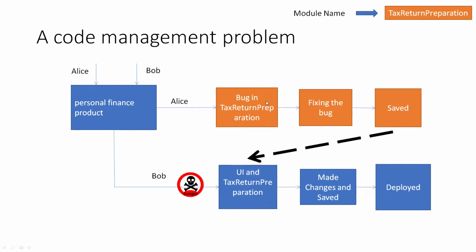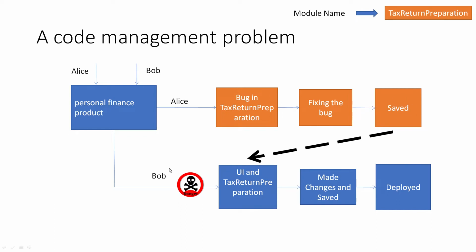Alice is fixing the bug and saving it. But Bob is integrating it with the UI, making changes, saving it, and deploying it. When Alice is saving, meanwhile Bob is deploying it. Now Bob deployed the buggy module. But what happened? Alice has fixed the bug and saved it here.